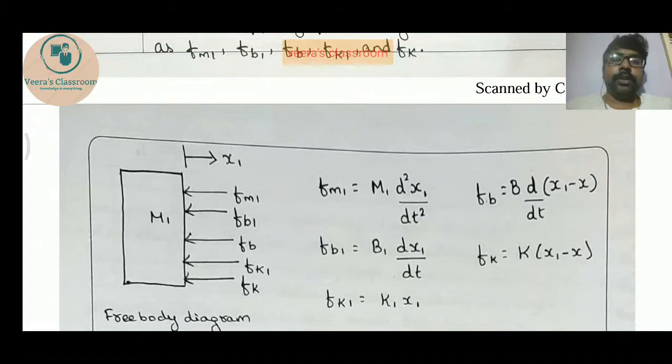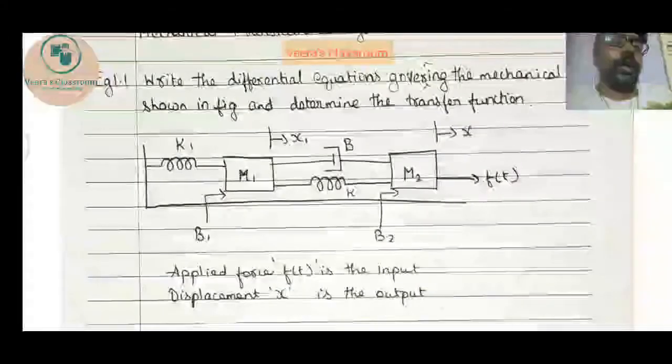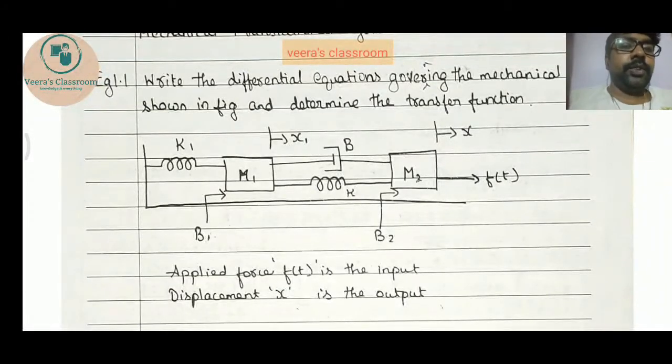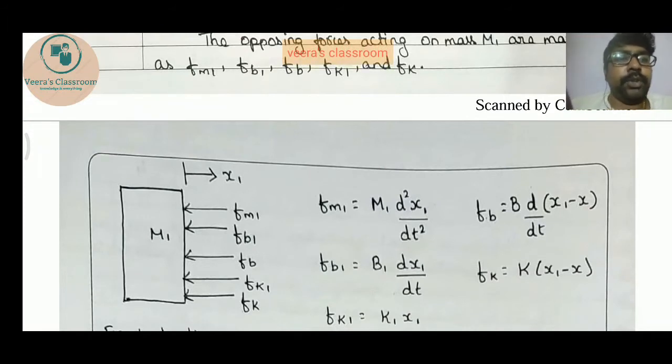So when you write all those terms, fm1 equals m1 into d square x1 by dt square, fb1 equals b1 into dx1 by dt, fk1 equals k1 into x1. When you see fb and fk in the diagram, the frictional element b and the elastic element k are present between two displacements x1 and x. So we have to write it as x1 minus x. So fb equals b into d by dt of x1 minus x, and fk is k into x1 minus x.